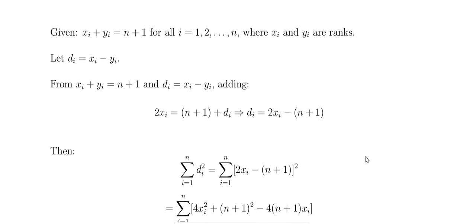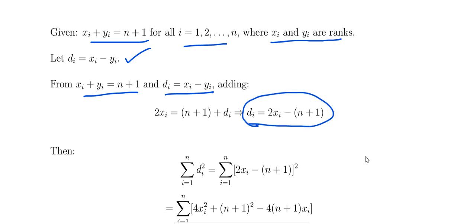This is another problem. Xi plus yi equal to n plus 1, I equal to 1 to n, and xi and yi are ranks. So di equal to xi minus yi. So xi plus yi equal to n plus 1. So di equal to xi minus yi. So then when you substitute here, that is called 2xi equal to, that is n plus 1 plus di னு வரும் இல்லையா. ரெண்டுத்தையும் ஆட் பண்ணிங்கன்னா n plus 1 plus di equal to 2xi. So that is called di equal to 2xi minus of n plus 1. Okay, from this ரெண்டு equation add பண்ணும் பொழுது we get this one.